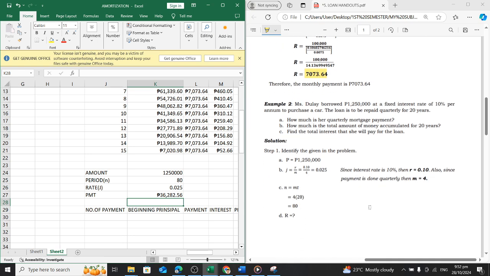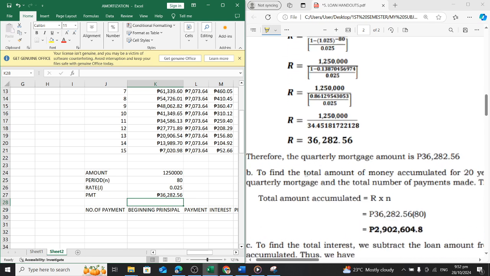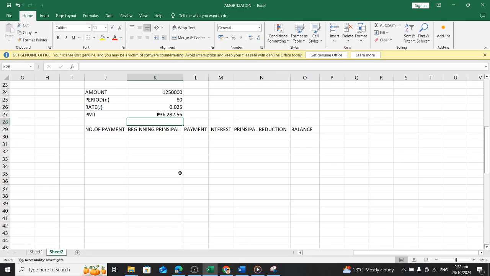36,282.56. Let's try to check if we get the same answer. Okay. So we get the same answer, no? Using the formula or using our formula in the Excel. So very simple and very easy in Excel. Just one click, then you can get the answer. Therefore, the quarterly mortgage amount is 36,282.56. All right, so let's go to our amortization schedule.